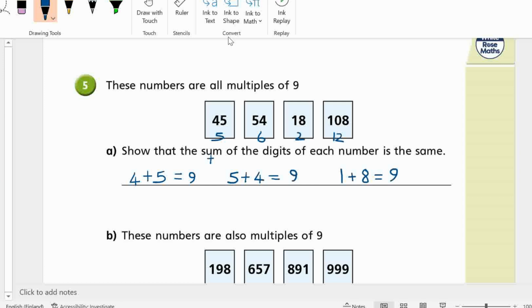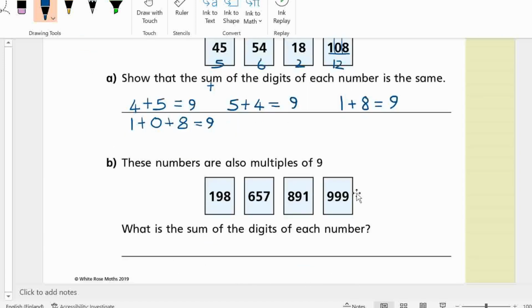9. Now, the way you do this one is this is not 10 because they ask each digit, which means each individual number. So in other words, you have to add 1 plus 0 plus 8. And what do you get? 9. So this little pattern works, doesn't it? Works for the 9 times table. It's just an interesting pattern.